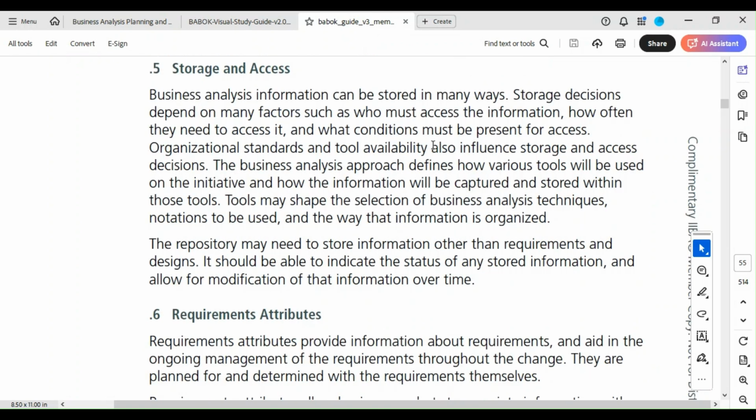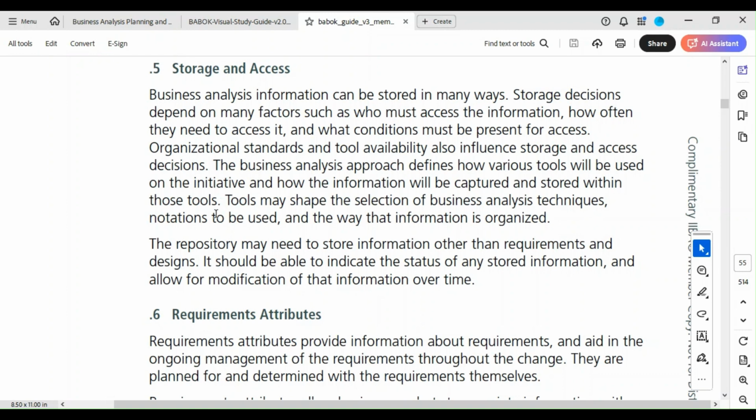Organizational standards and tools available also influence storage and access decisions. What kind of tools does the organization use? The business analysis approach defines how various tools will be used on the initiative and how the information will be captured and stored within those tools. So the business analysis approach defines how various tools will be used. Some use Scrum, maybe with Asana or Jira.